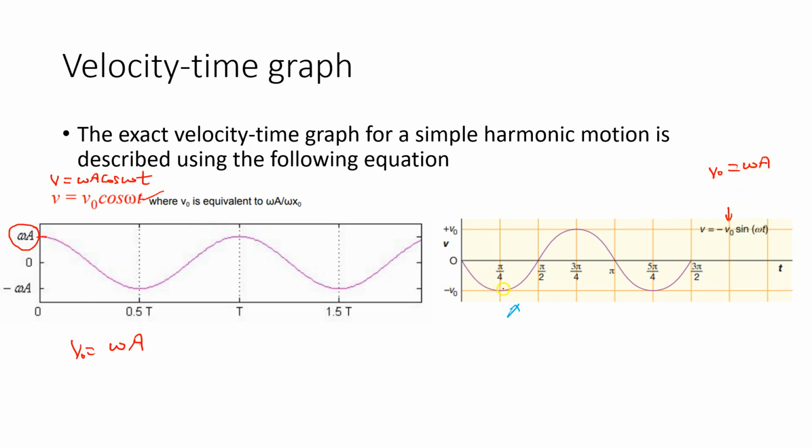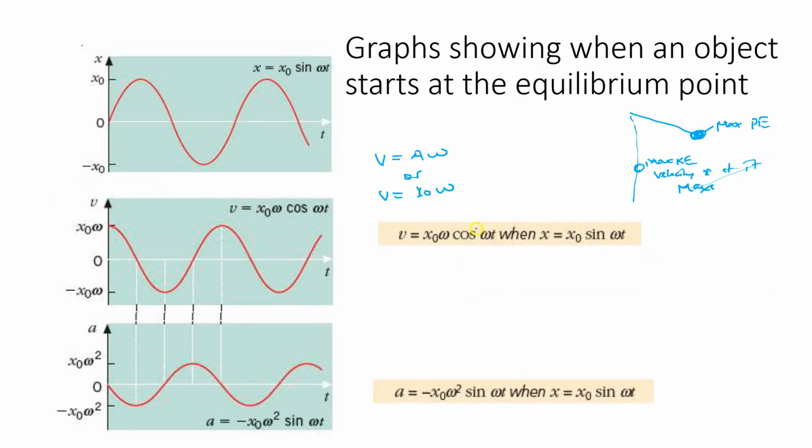Now, for this particular graph, this is when the object is displaced from the amplitude. So if the object is displaced from the amplitude, this is the graph that would show you how the velocity is progressing over time. And of course, the minus sign in this equation just tells us the direction of the velocity, which we were able to summarize using these graphs in the previous lesson.